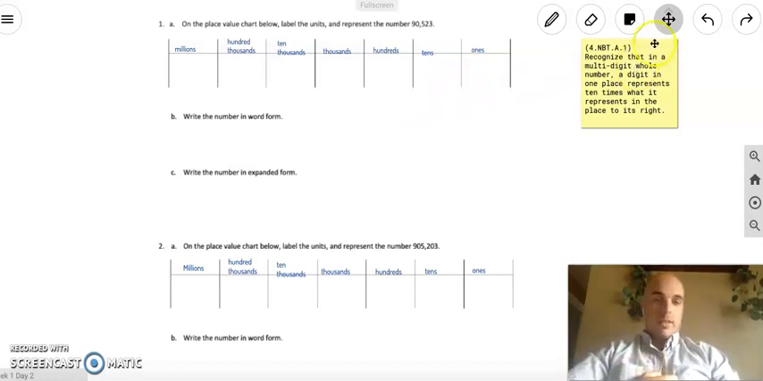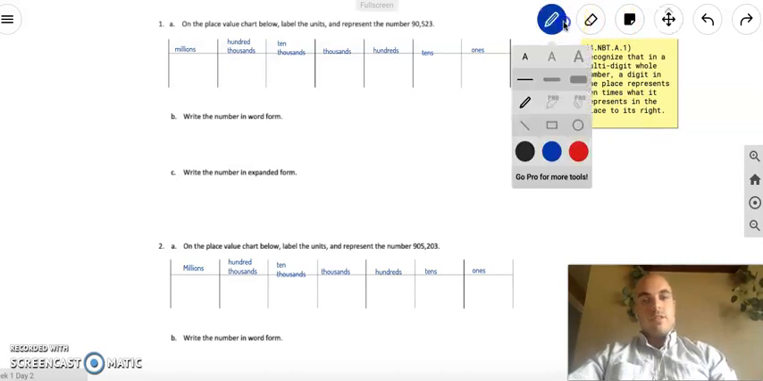So let's start with our objectives today. It's very much the same as yesterday as we continue our work with the same things. So our objective based off our standard is that we recognize that in a multi-digit whole number, a digit in one place represents 10 times what it represents in the place to its right. So let's look at our examples today.